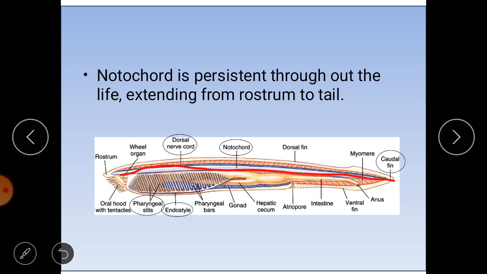But in case of Urochordata, the notochord is only present in the larval stage and it will disappear as they become adult, right? So that is the main difference between the subphylum Cephalochordata and Urochordata. Okay, so the notochord is persistent throughout life and extends from rostrum to the tail. That's why they are called the Cephalochordata.